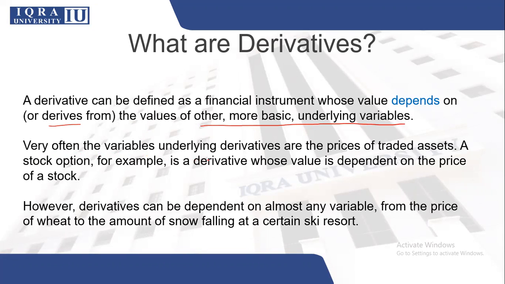Very often, the variables underlying derivatives are the prices of traded assets. For example, a stock option is a derivative whose value is dependent upon the price of a stock. So a derivative will derive its value from something else. However, derivatives can be dependent on almost any variable. There is no benchmark that this can be a variable and this cannot be. It can be any variable, for example the price of wheat or the amount of snow falling at a certain ski resort. So you can even get derivatives on the weather.